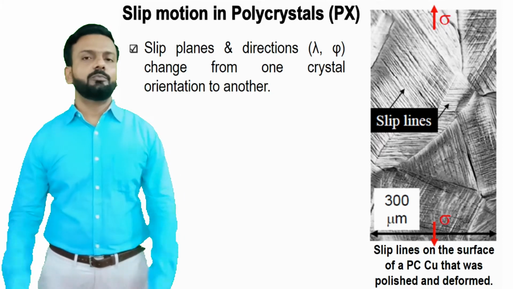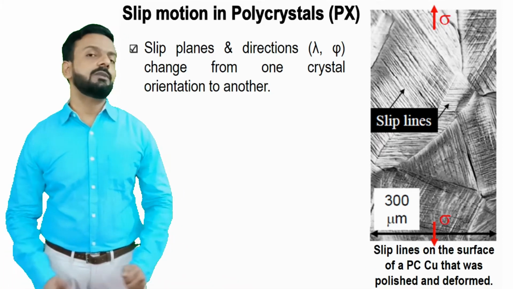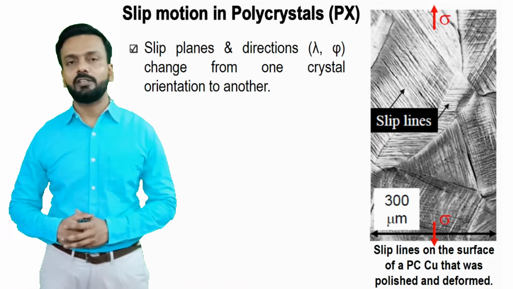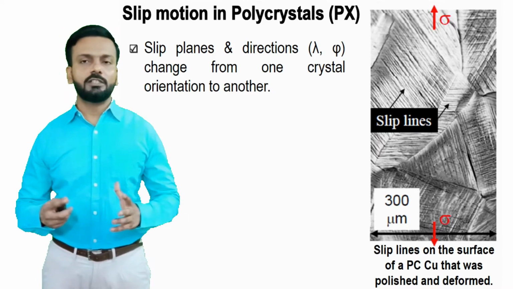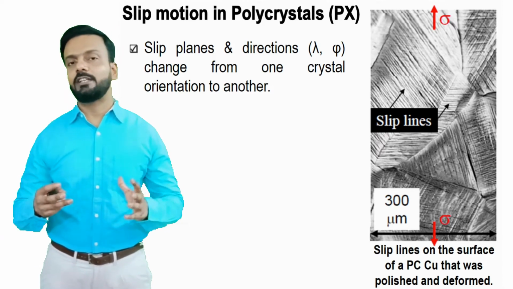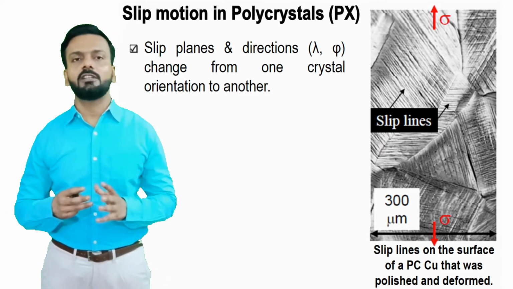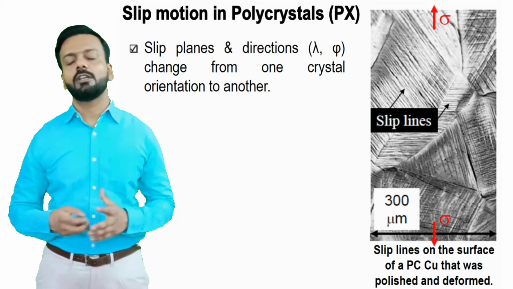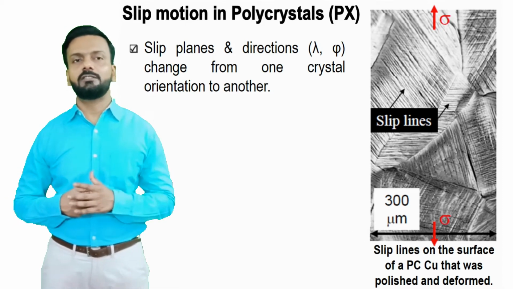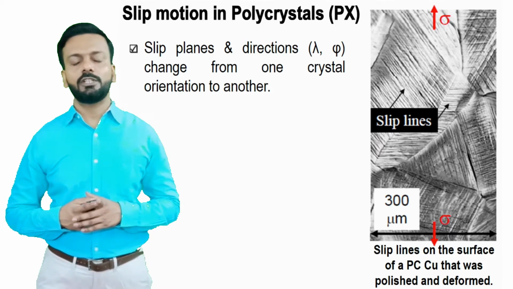So, slip in polycrystalline material. How will slip happen in a polycrystalline material? Polycrystalline material means you can imagine that a number of single crystals are aligned beside each other. So the slip plane and slip direction change from one crystal orientation to another.